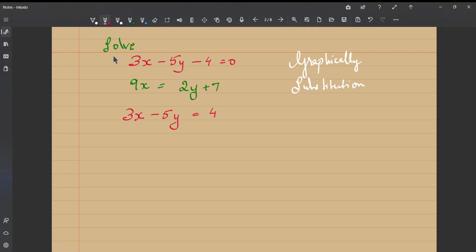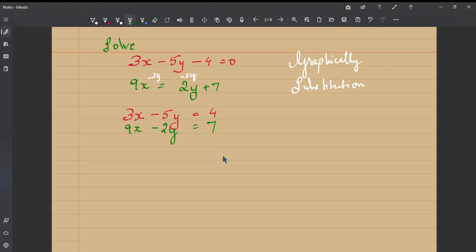Similarly, the equation in green can be rewritten as 9x minus 2y. I got it by subtracting minus 2y from both sides of the equation. Let me show it. So I subtracted minus 2y on this side and minus 2y on the other side. So we ultimately got 9x minus 2y is equal to 7.